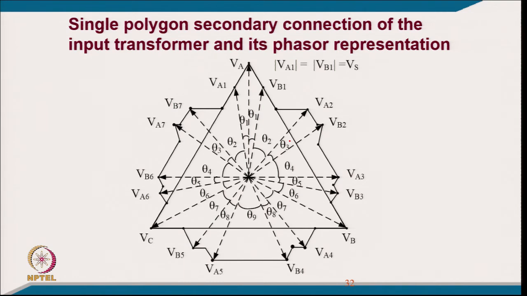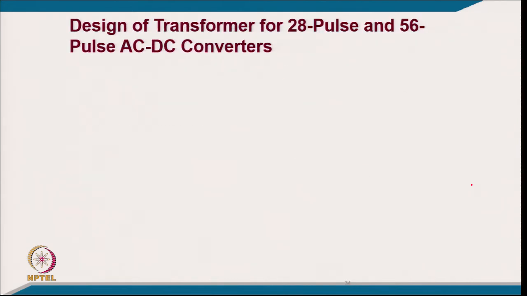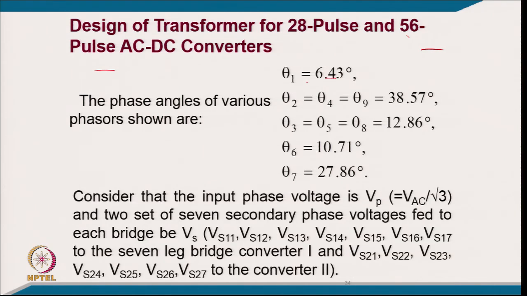And this is the typical phasor diagram, which gives 2 sets of 7 phase with these different angles. This is the interphase transformer, with the pulse doubling or ripple injection, and these are the typical relations which make the pulse double in the connections. These are the different angles which we find for the design of this 28 pulse converter and 56 pulse converter. Virtually you are converting 3 phase to 7 phase, which gives 14 pulse, and another 14 pulse, and combining them you get 28 pulse, and with ripple injection you get a 56 pulse from that. These are the typical angles required for the design.